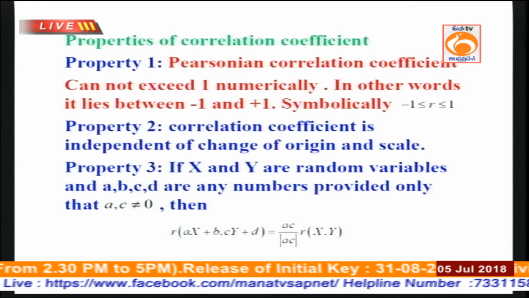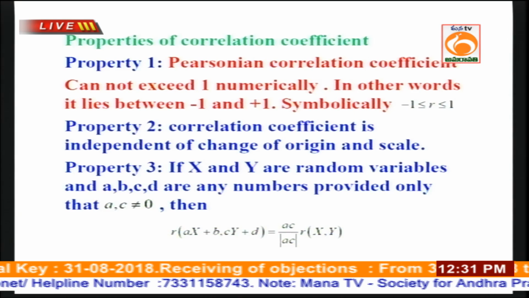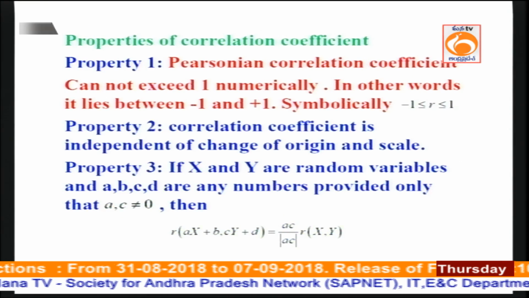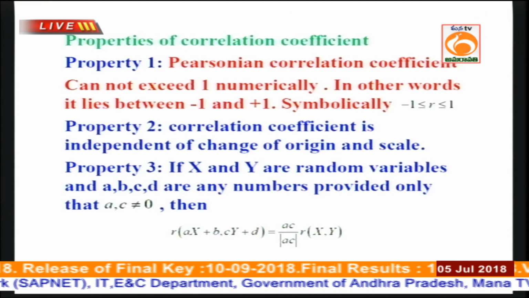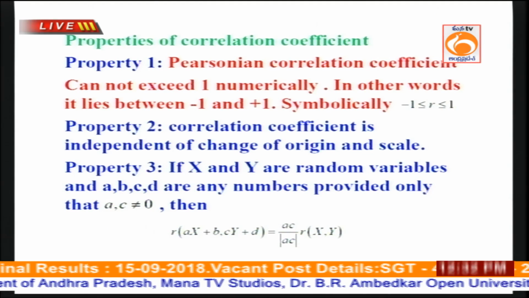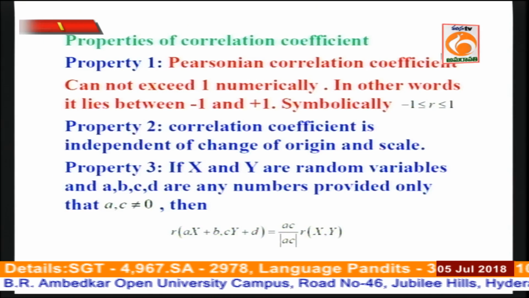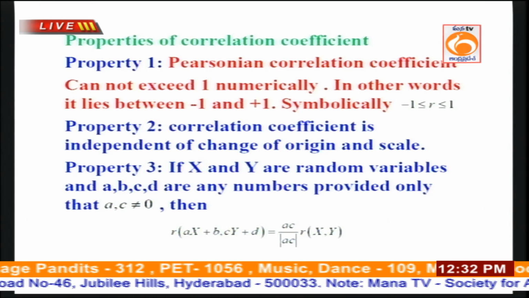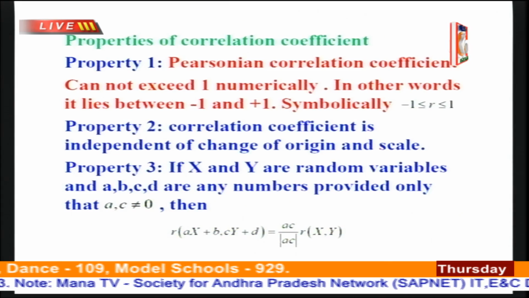Suppose a and c have the same signs, meaning a is positive and c is positive, or a is negative and c is negative. Then r of ax plus b comma cy plus d is simply equal to r of x comma y, because ac by mod ac cancels. Suppose a and c have opposite signs: a is positive and c is negative, or a is negative and c is positive. In this case, r of ax plus b comma cy plus d is equal to minus r of x comma y.